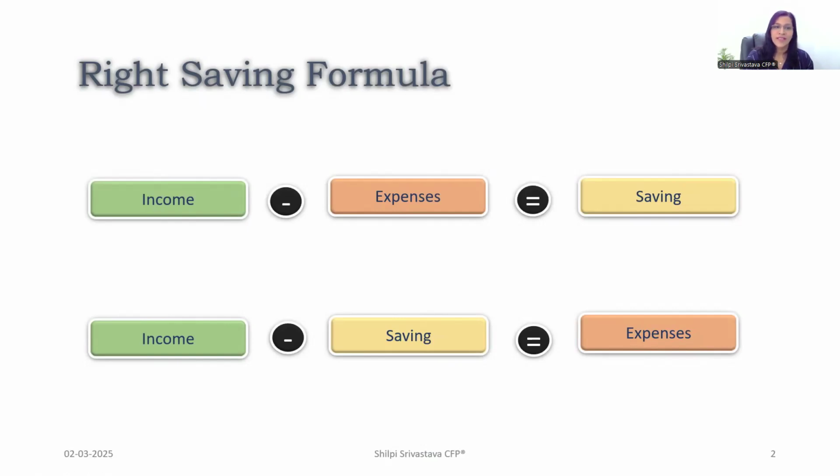So the approach says don't spend first. First, you should save and then spend. Okay. So don't save what is left after spending. Save first and spend later. This is the right approach. So obviously, the second one is the right formula. Now, you have understood these three components and the categories also, like income, we have discussed active and passive income, and expenses, we know about the discretionary and non-discretionary. Saving, we will further see what the investments are, which are linked to the financial goals.